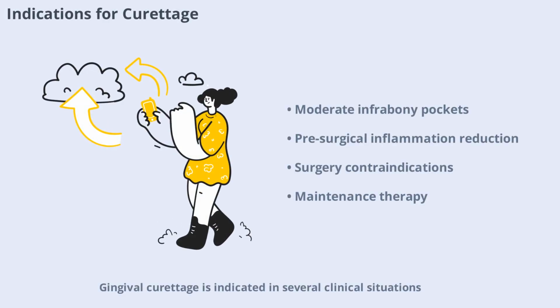Gingival curettage is indicated in several clinical situations. It is often used as part of new attachment therapy for moderately deep infrabony pockets where closed surgery is preferred. It can also serve as a non-definitive procedure to reduce inflammation before more extensive surgeries, such as flap procedures. Additionally, curettage is beneficial for patients who cannot undergo extensive surgery due to age or systemic health issues, and as a maintenance method during recall visits for recurrent inflammation and pocket depth.